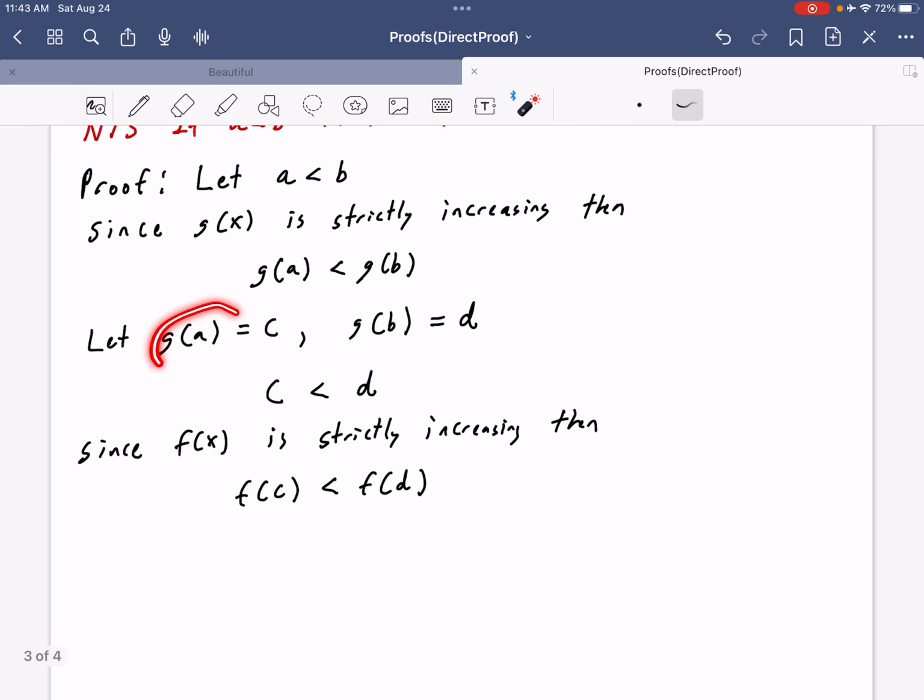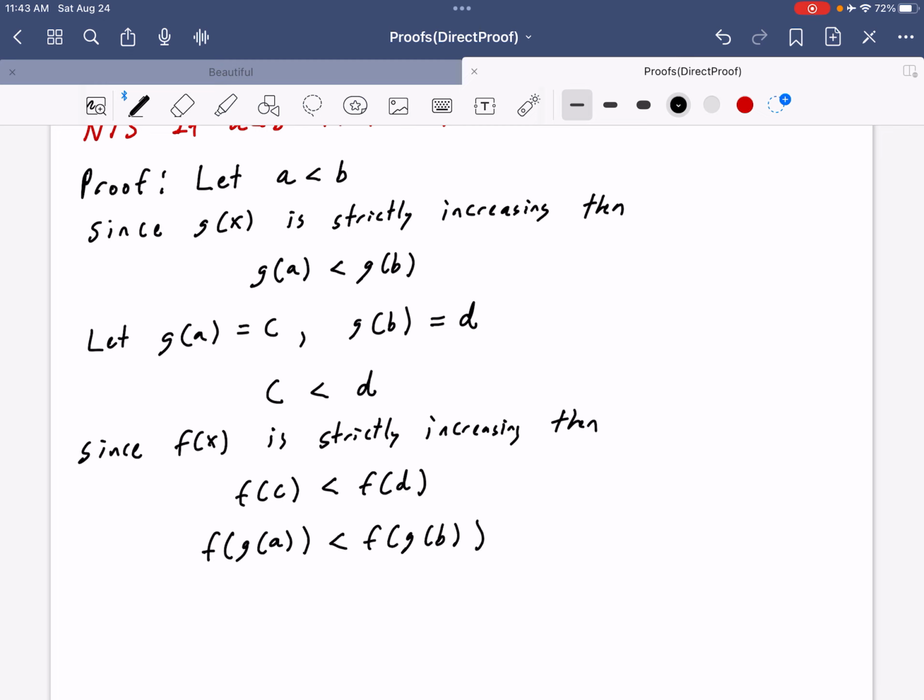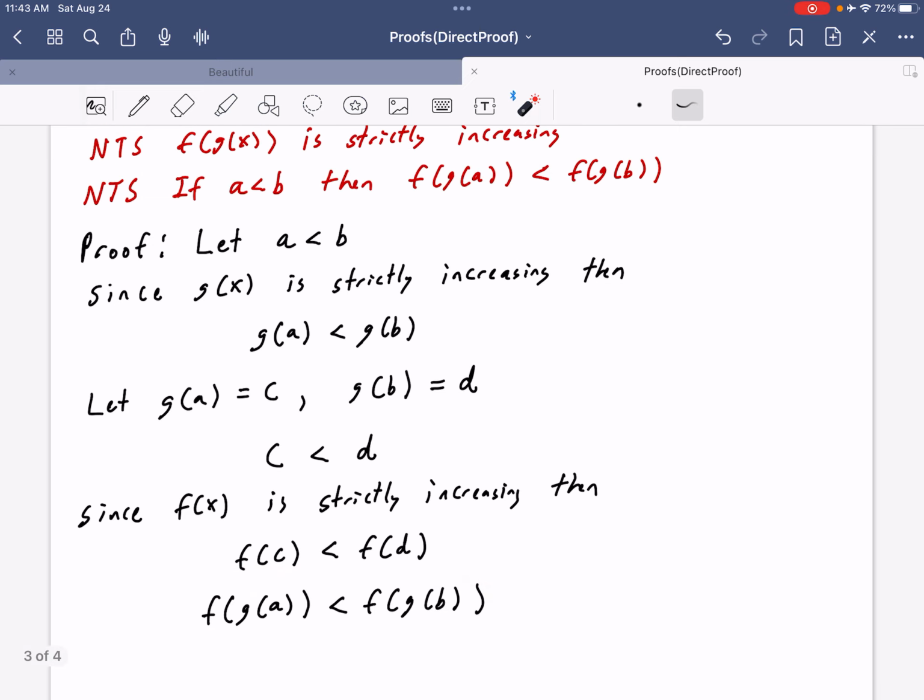But what was c? Well, it was g of a. What was d? It was g of b. So this would be f of g of a has to be less than f of g of b. And what do we know, right? We said let a be less than b, and now we know f of g of a is less than f of g of b. We look back up. That was what we needed to show. And so we've reached our goal, and we've proven our statement.